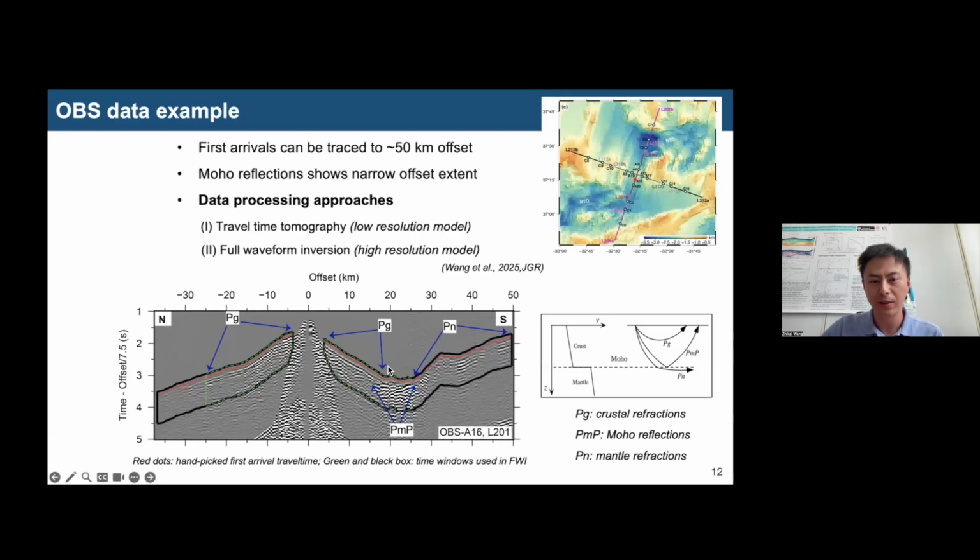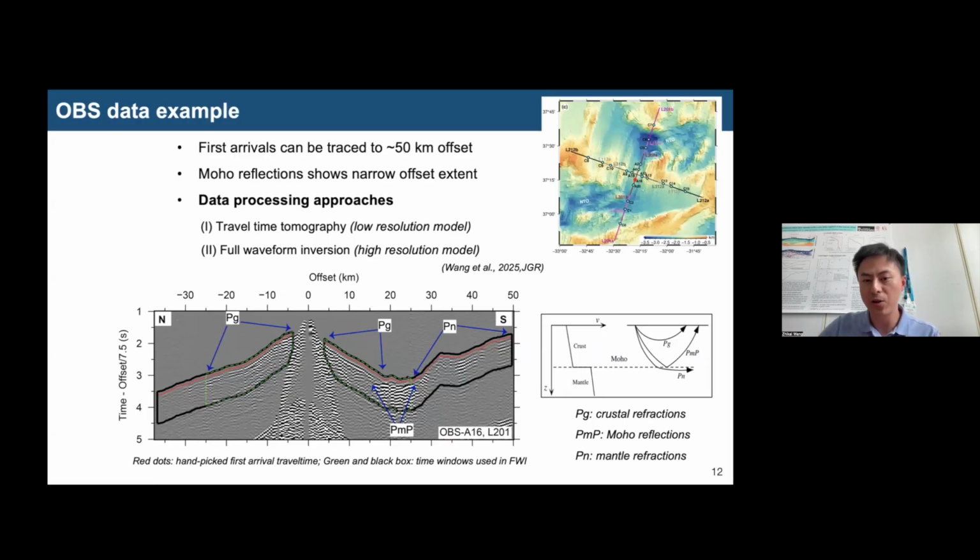So here is an example of the data. From this seismic section, we can clearly see the PG arrival, which is the turning rays from the crust. And we can see at far offset the PN arrival, which is the turning rays from the mantle. And in between, we have a narrow PMP arrival, which is the reflection of the Moho discontinuity.